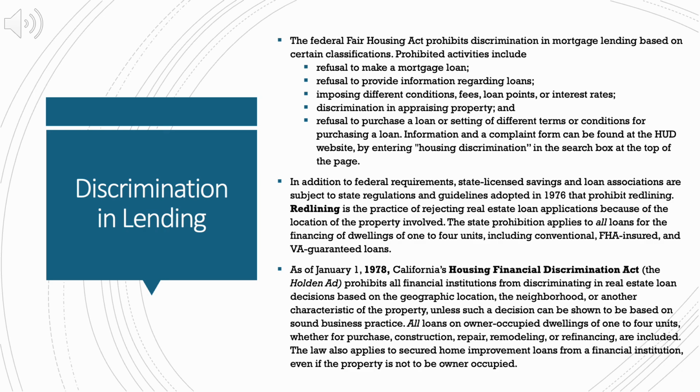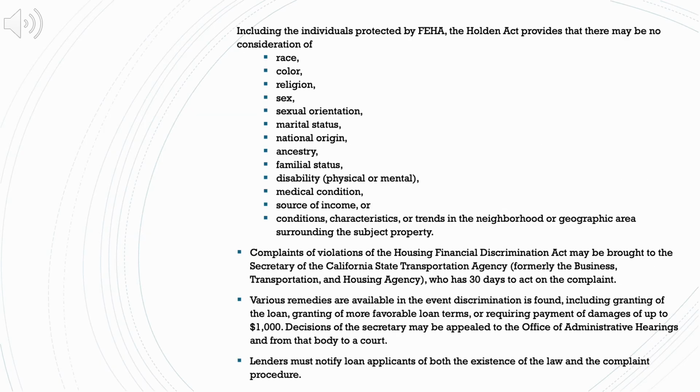Including the individuals protected by FEHA, the Holden Act provides that there may be no consideration of race, color, religion, sex, sexual orientation, marital status, national origin, ancestry, familial status, disability, physical or mental, medical condition, source of income, or conditions, characteristics, or trends in the neighborhood or geographic area surrounding the subject property.